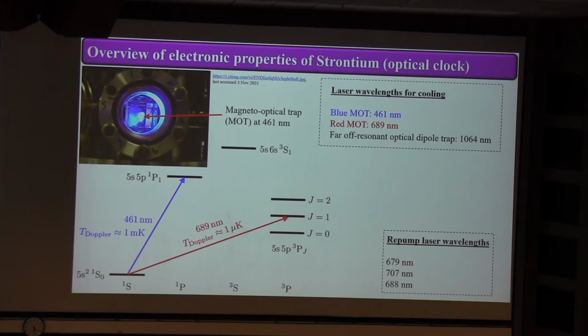Now there are the interferometry lasers. So one is the very attractive 698 clock transition, which we can use to detect gravitational waves and dark matter.